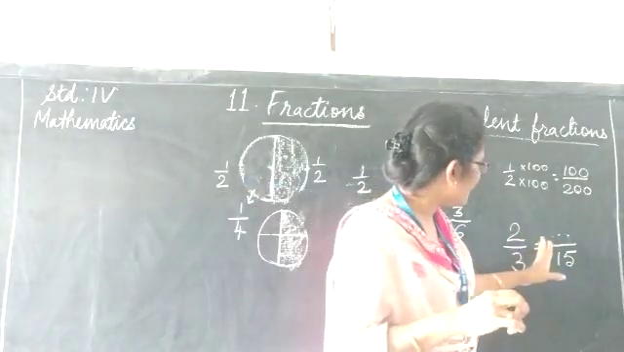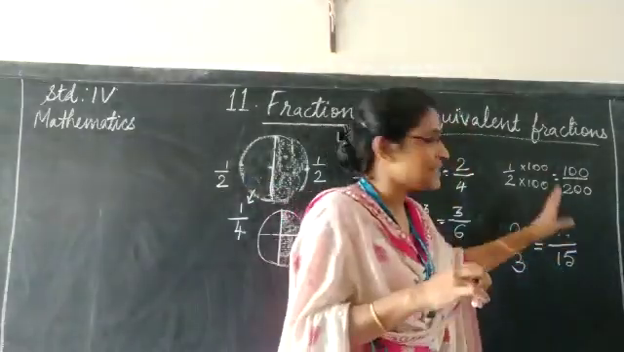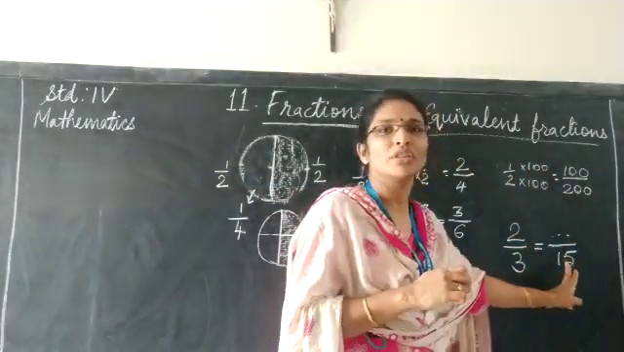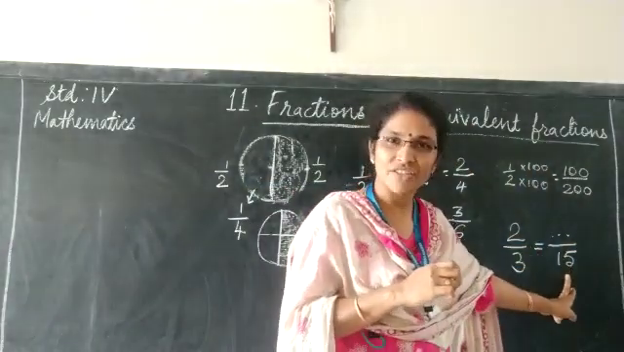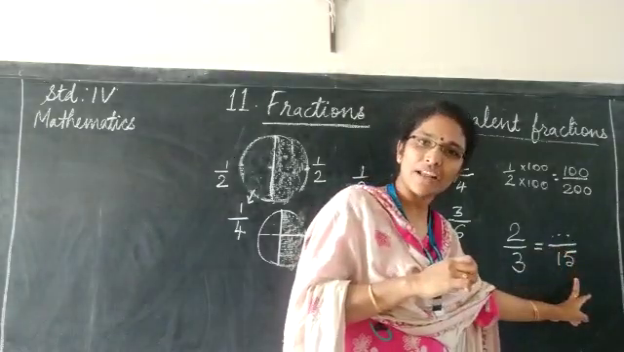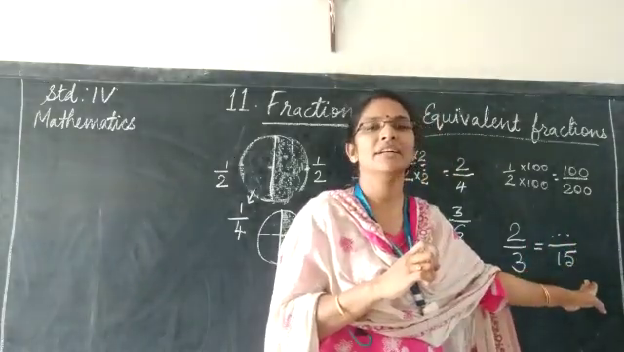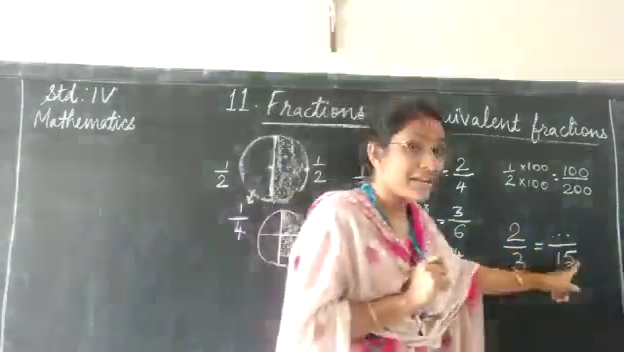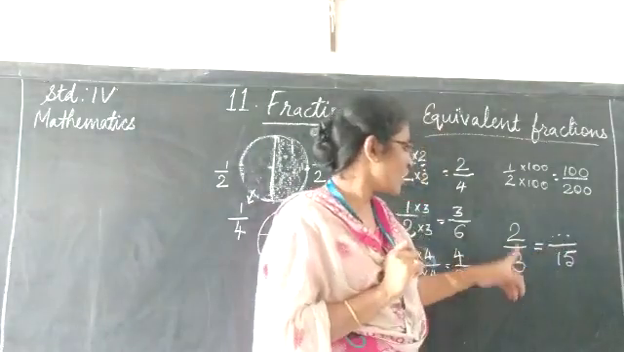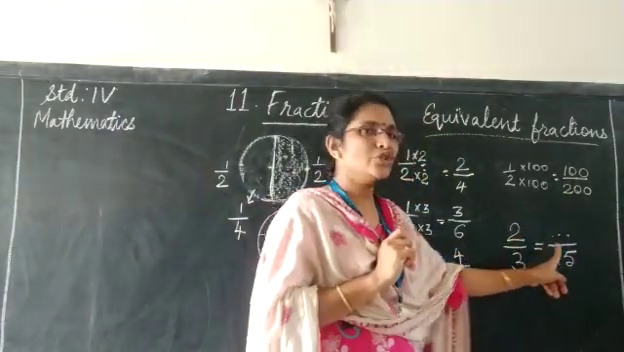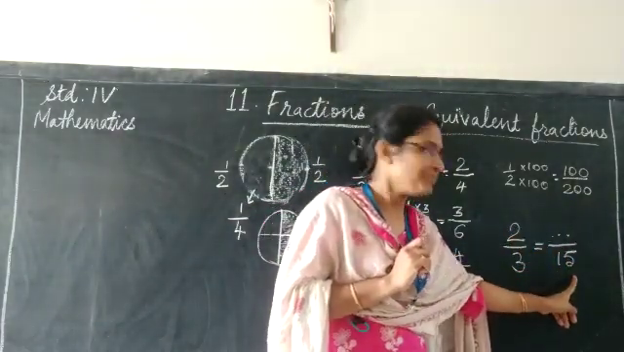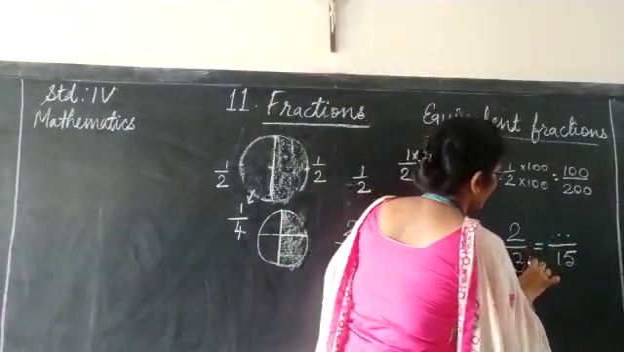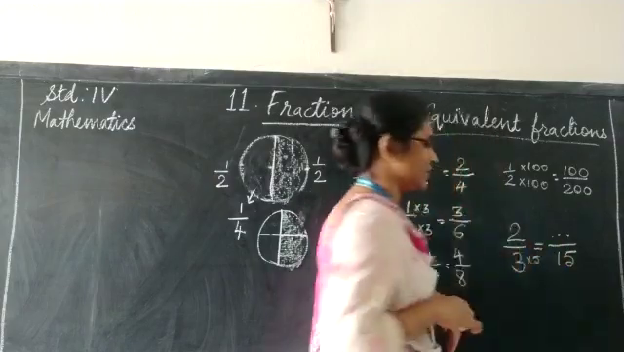Then what will be the missing number? Equal sign is given means they both are equivalent fractions. Means both are having the equal value. Then what we have to do? Both the denominators are given. We have to find out what is multiplied with 3 to get 15. How many 3's are 15? We can see 3 5's are 15.